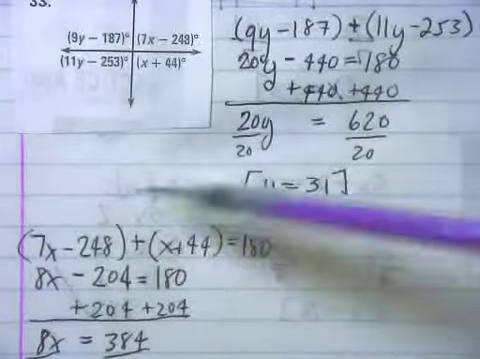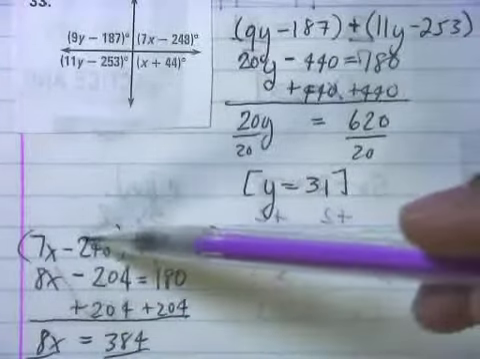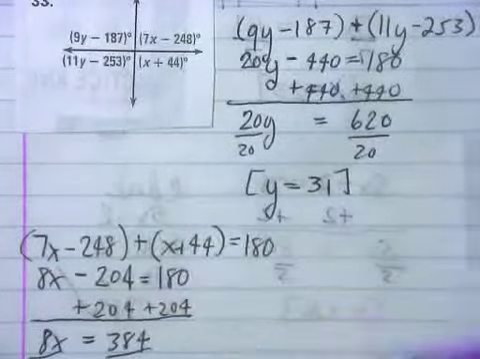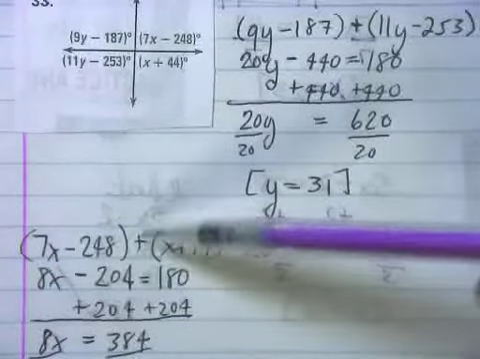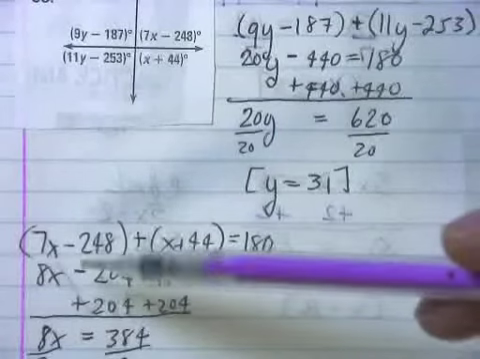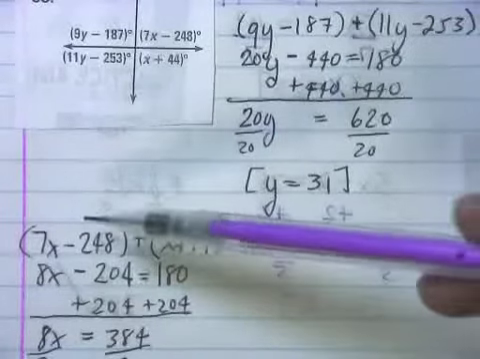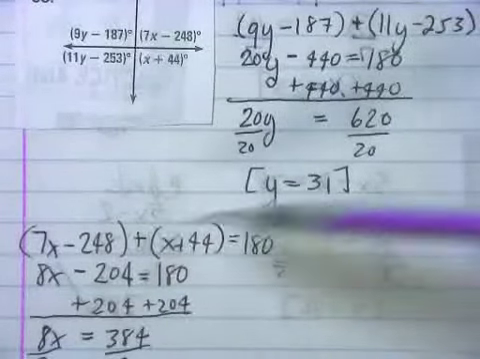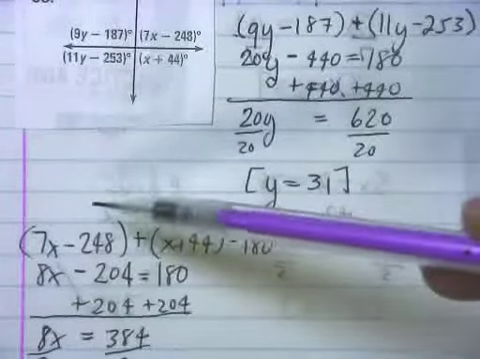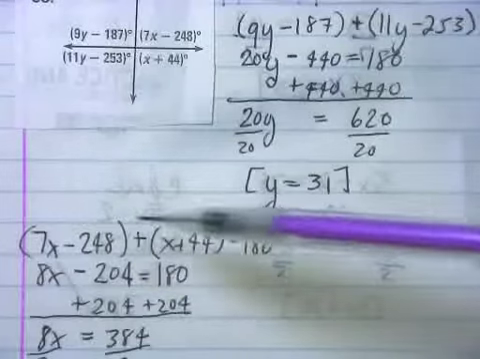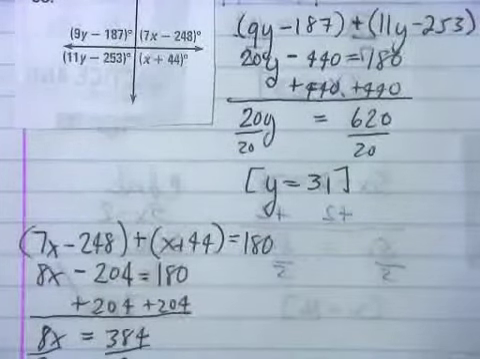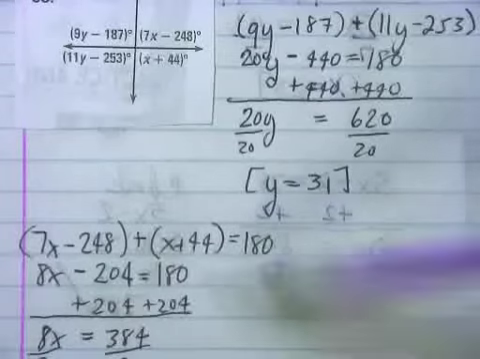So let's take a look here. 7x plus x is 8x. Negative 248 plus positive 44 is negative 204. Remember that when you're adding and the signs are different, really what you're going to end up doing is subtracting and keeping the sign of the bigger number. 248 is a bigger absolute value than 44. So since they're different signs, positive and negative, I'm going to subtract and keep the sign of the bigger number, which is 248. So it's 8x minus 204.